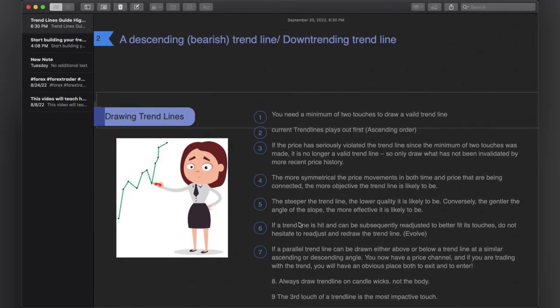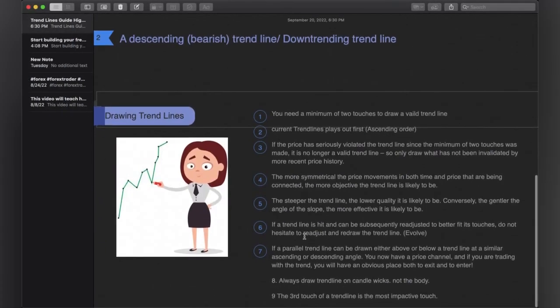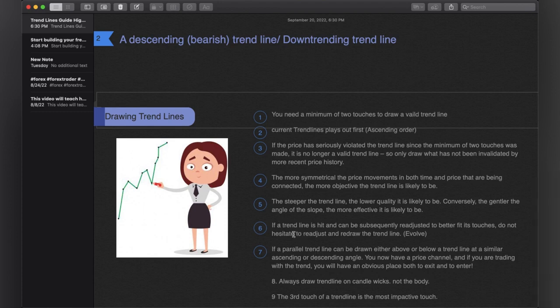Then this is simple, drawing the trend line is kind of easy. That's why I'm going through it so fast. You see, now I say I'm going to talk about the number 3 when I talk about 6, right? You say if a trend line is hit and subsequently can be readjusted to better fit its touches, do not hesitate to readjust and redraw the trend line.